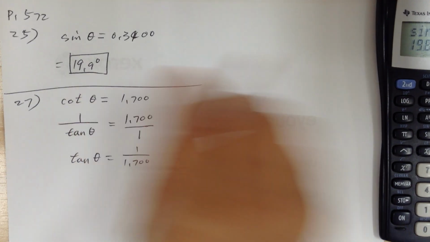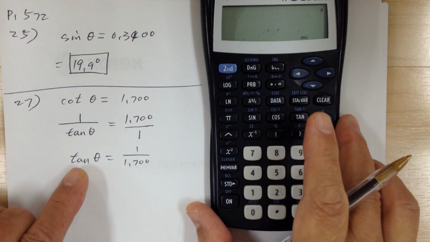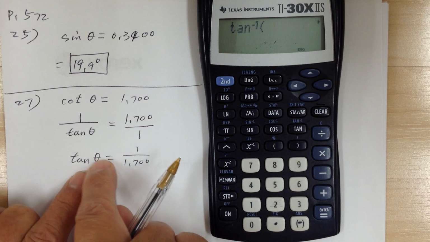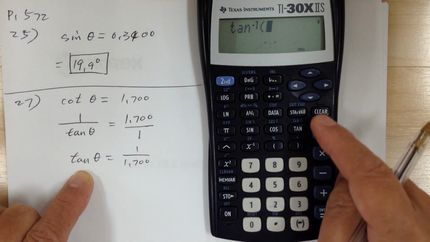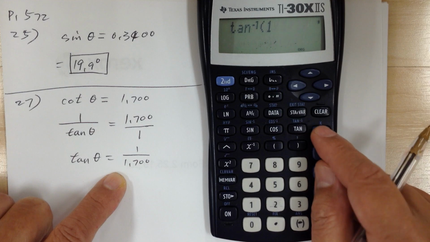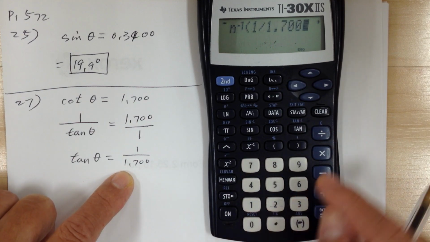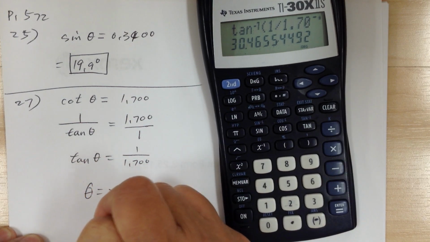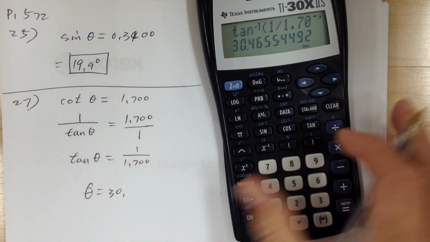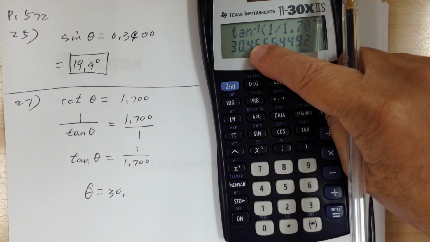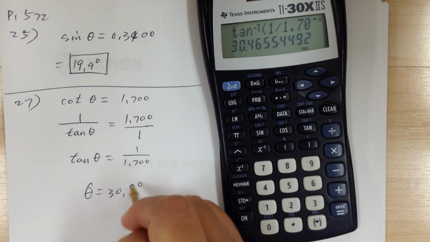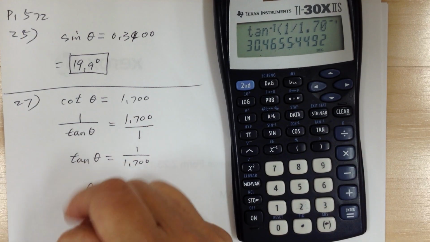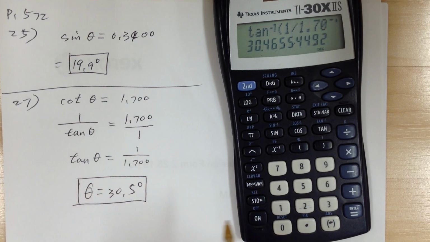Now you can use the calculator to figure it out. This would be second tangent, because whenever you're looking for angle, you have to use the second function. So second tangent of 1 divided by 1.700, close in parentheses, equal. So theta equal to 30 point, and again nearest tenth. So the 6 will round up, so make the 4 into a 5. And make sure you have the little degree label. If you don't have that, then it would be incorrect.